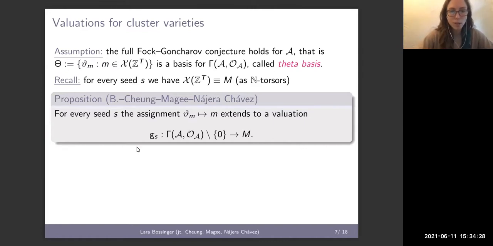Whenever talking about valuations, I should give you some information about the order I choose on the lattice M. But in this case, there is actually no choice. The lattice M comes with a natural partial order that is called the dominance order.